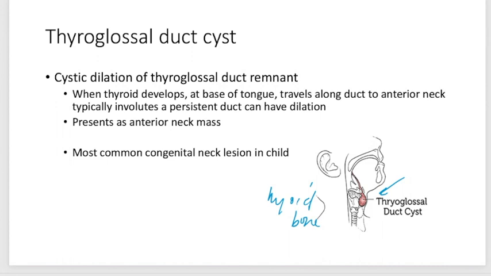Although it is considered a congenital neck lesion in children, it can present in older patients, age 20 or older, and that's approximately 1/3, but 2/3 will present as children or adolescents. Males and females are equally affected, and patients who have this presentation have ectopic thyroid glands.